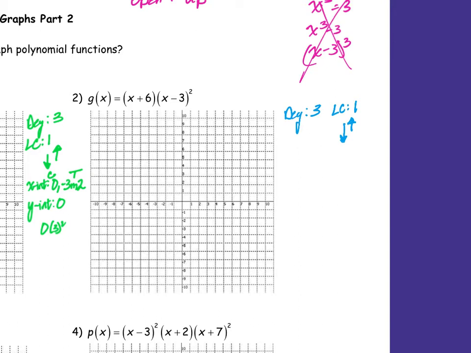So what are my x-intercepts? -6 with multiplicity. Wait, -6. Uh-huh. And then 3 with multiplicity of 2. Very good. 3 with a multiplicity of 2. Awesome. And then my y-intercept.